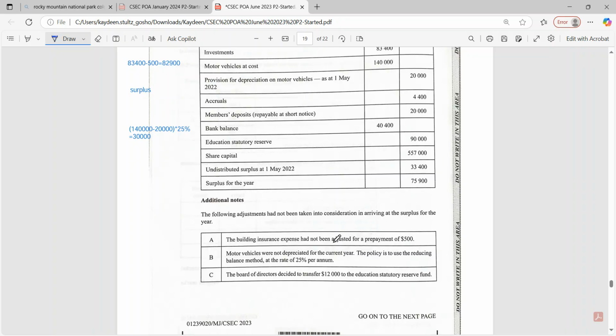A. The building insurance expense has not been adjusted for a prepayment of $500. B. Motor vehicles were not depreciated for the current year. The policy is to use the reducing balance method at the rate of 25% per annum. And C. The Board of Directors decided to transfer $12,000 to the Education Statutory Reserve Fund.